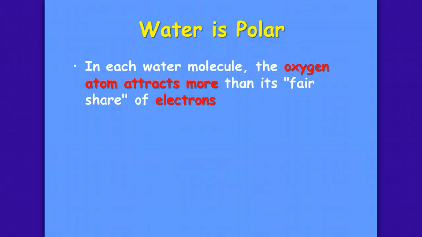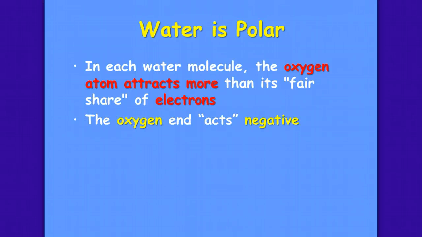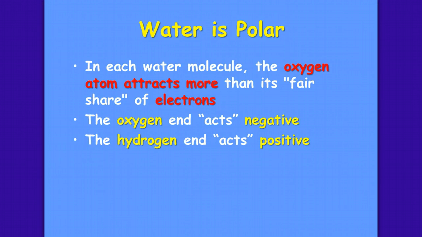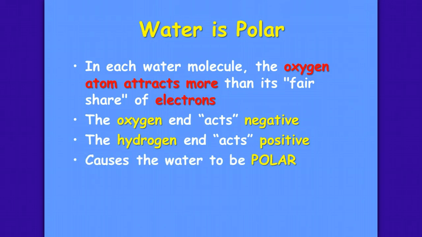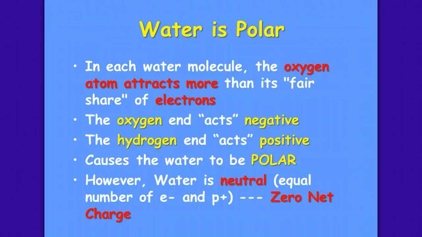In each water molecule, the oxygen atom attracts more than its fair share of electrons. The oxygen end then acts negative. The hydrogen end acts positive, creating almost a magnet effect. So this is what causes the water itself to be polar.